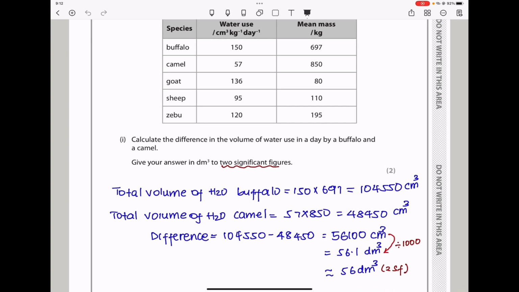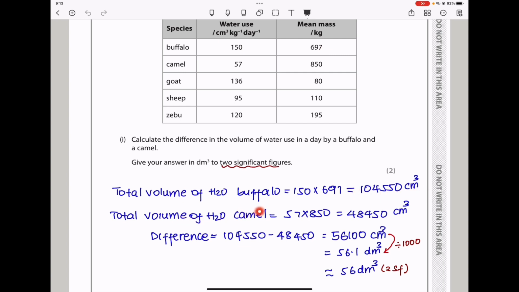So I began by looking at the volume. Remember, this is mean mass in kilograms, but this is per kilogram. So if you want to know the total amount of water, it's going to be that times that. So volume of water by a buffalo is going to be that times that, which gave us that, centimeters cubed.